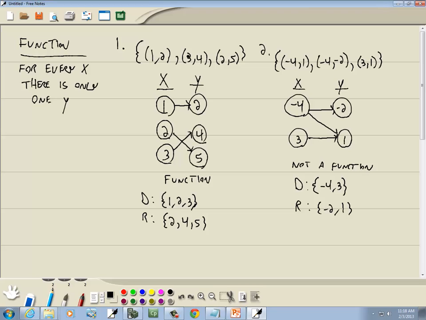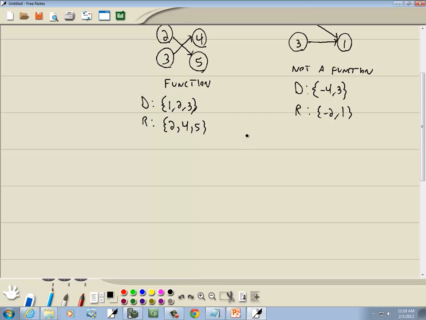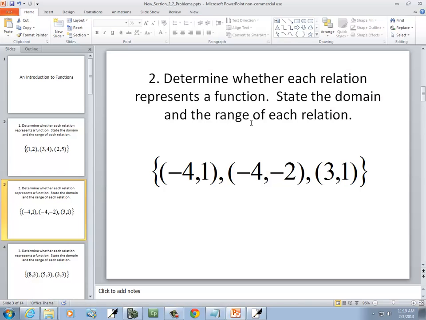See out here I got 1, 3, and 2. They don't repeat. That's why this one's a function. This one over here, see how they got -4 and -4? Well, the x values repeat, don't they? So it's not a function. So you don't have to do the mapping on the homework on these. You can very quickly look at it and see.